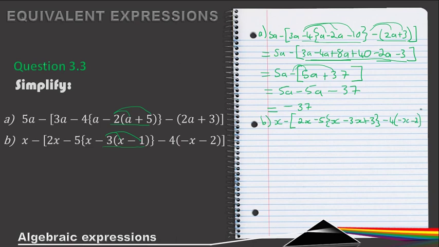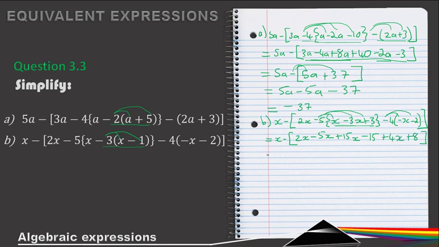2. Okay, so inside here we've got two brackets. We multiply this one out and we multiply this one out. X minus, so 2x minus 5x plus 15x. Oh, we should have actually first added this, but that's fine. We'll add the like terms now. Minus 15. Then plus 4x plus 8.